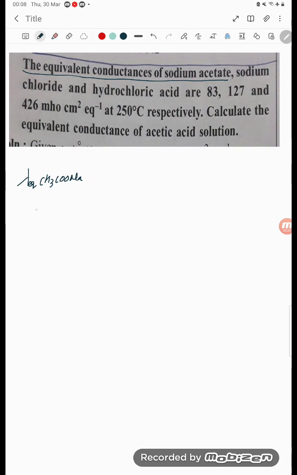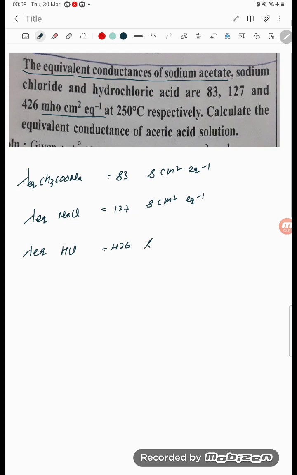Then sodium chloride they have given, lambda EQ, NaCl, and again lambda EQ given for HCl. What are the values? This is 83, it is 127 and it is 426. Mho centimeter square equivalent inverse. Mho means Siemens. So let us write, I am writing Siemens centimeter square equivalent inverse. This is also Siemens centimeter square equivalent inverse and this is Siemens centimeter square equivalent inverse.